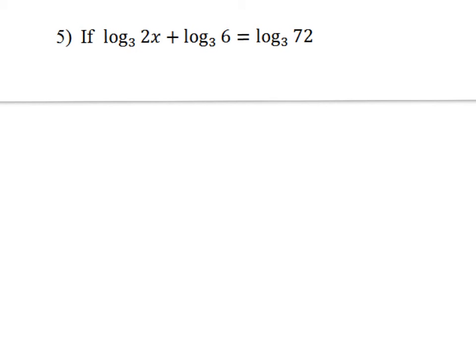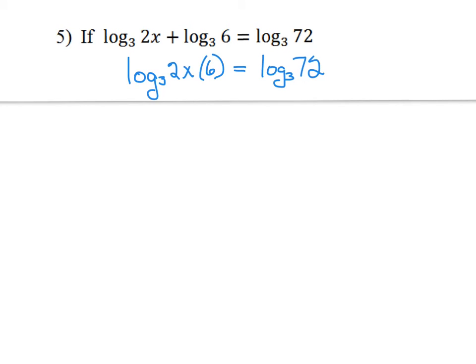So let's try example number 5. Log to the base 3 of 2x plus log to the base 3 of 6 equals log to the base 3 of 72. Again, addition between two logs tells me to rewrite this as log to the base 3 of 2x multiplied by 6 has to equal log to the base 3 of 72.